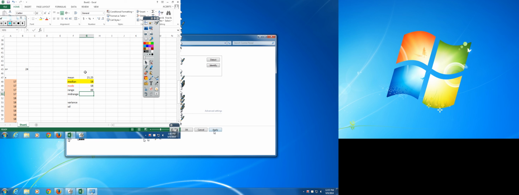Good luck with that. I don't know how that can be. Yep. Equals, the mid-range is equal to the range divided by what? 2.